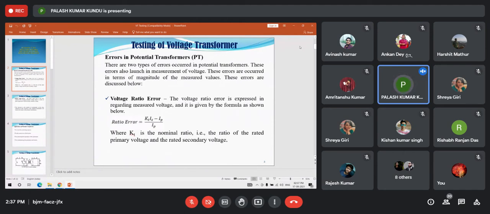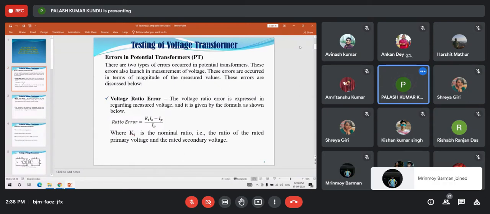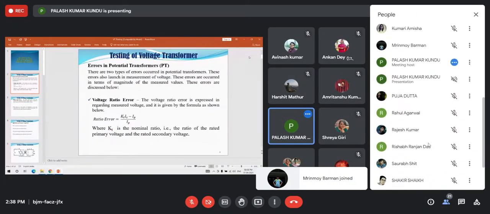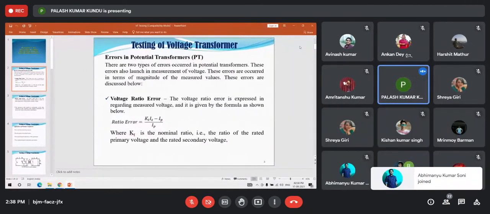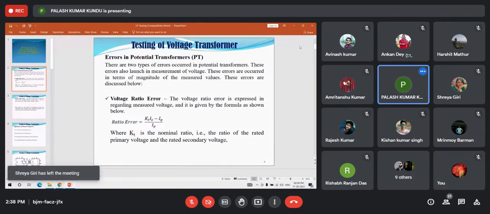The potential transformer can also be used for the relaying circuit. That means it can give the trip signal to the relay, and the relay will give the signal to the circuit breaker. So that means there are two applications of the potential transformer. One is for metering purpose, another is for protection purpose.